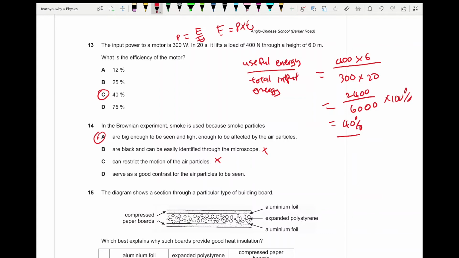Okay, so no. D, serves as a good contrast for air particles to be seen. Not really. Not necessary. I have a white wall in front of me. It shows a good contrast. White usually is a good contrast, but I still cannot see air particles. Therefore, D is not good enough. Hence, the answer is A.